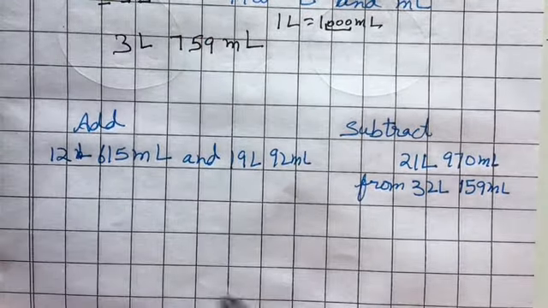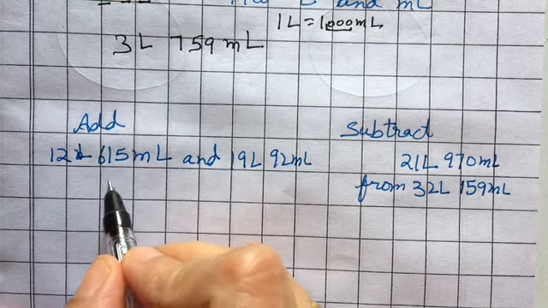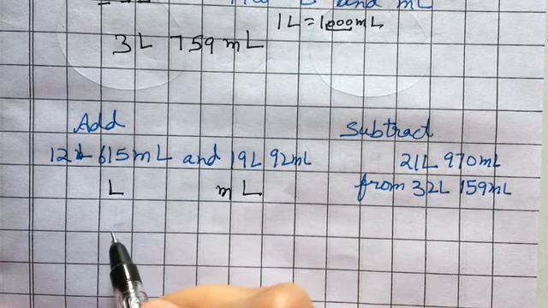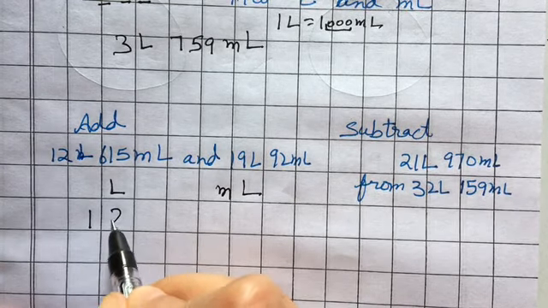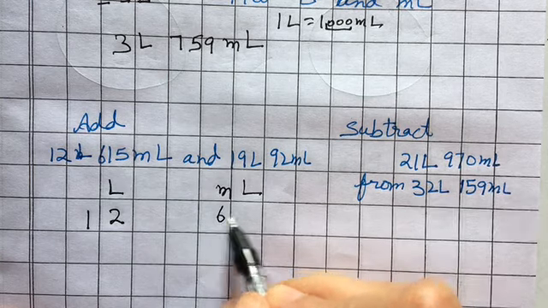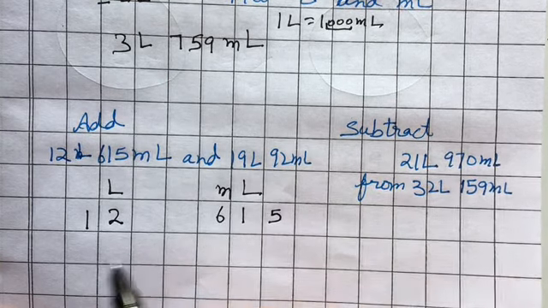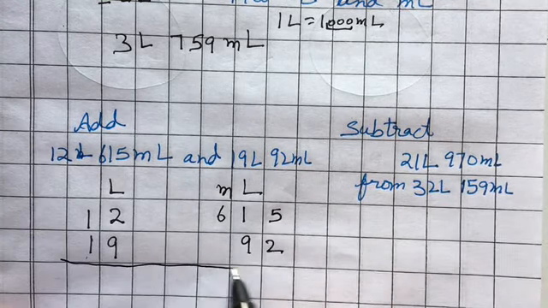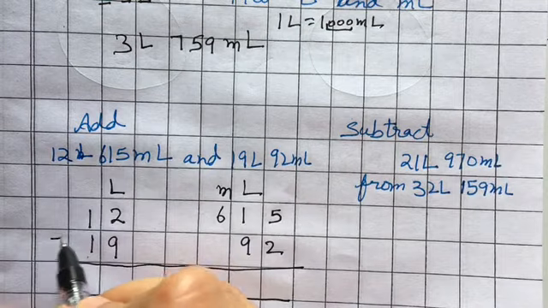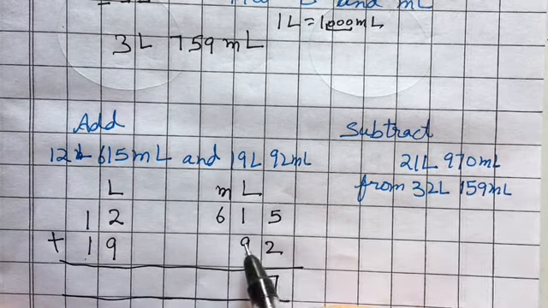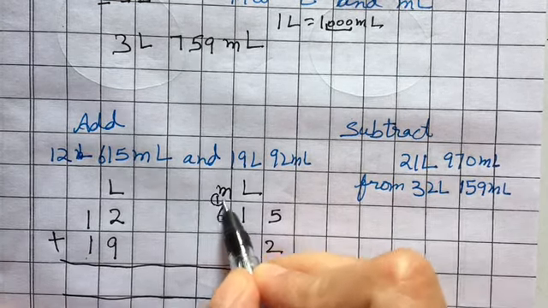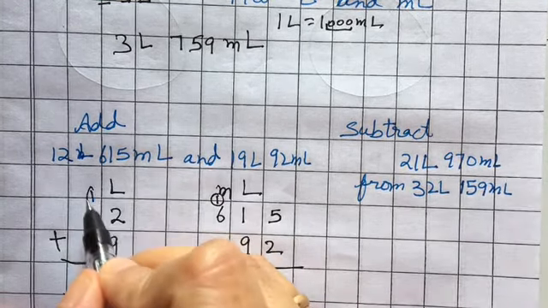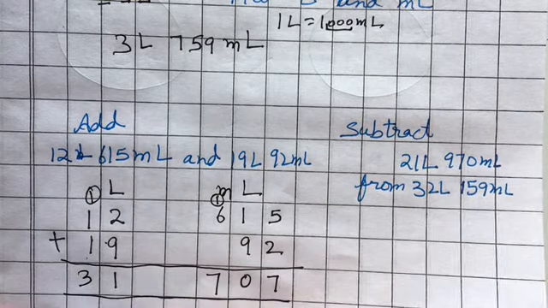Now the next thing is addition and subtraction. Addition: write down column wise first, liter and milliliter. So liter is 12 liter and milliliter is 615. Here it is 19 and this is 92. Simply add them, you know the addition. 5 plus 2, 7. 9 plus 1, 10, 1 will go here. 6 plus 1, 7, 9 plus 2, 11, 1 will go here. 1 plus 1 plus 1 is 3.